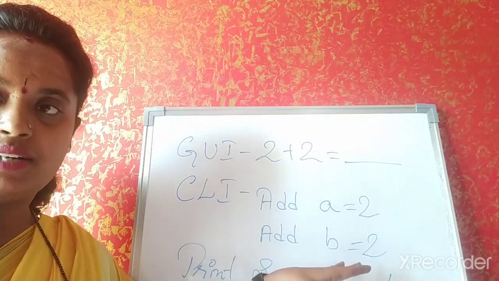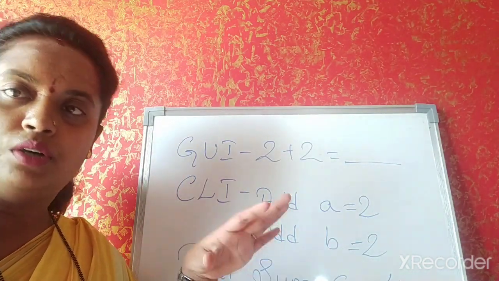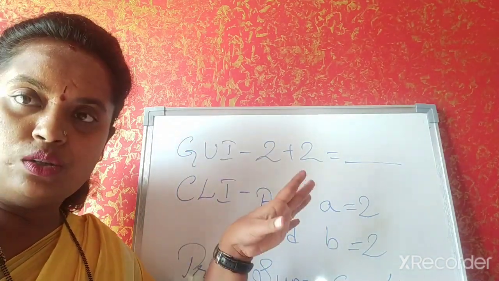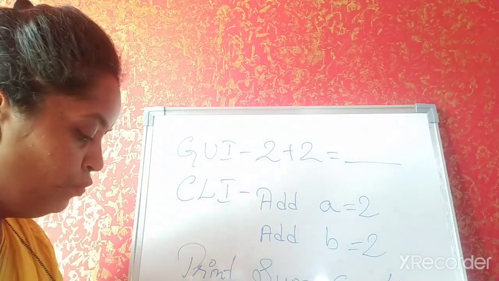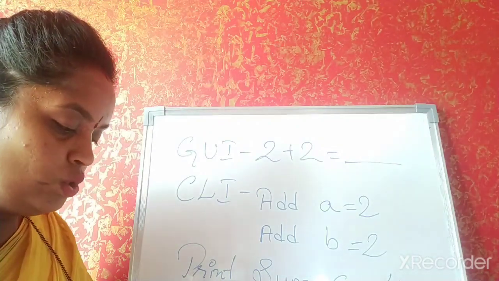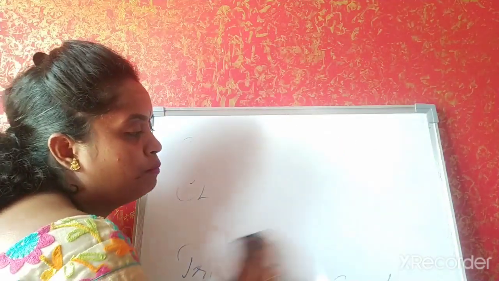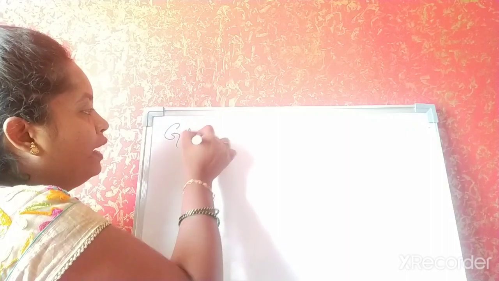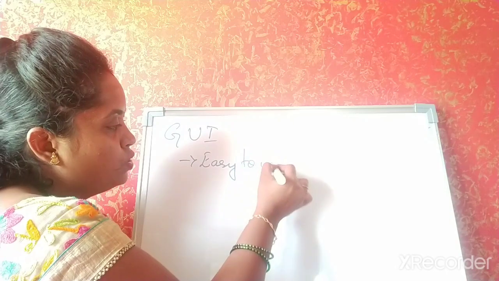In CLI, giving the commands was too difficult. But in GUI, it is very easy to use. As it is very easy to use, there are some advantages and also some disadvantages. We'll see what they are. This type of user interface is easy to use, especially for beginners. If they have to start a program, GUI is very easy to use.